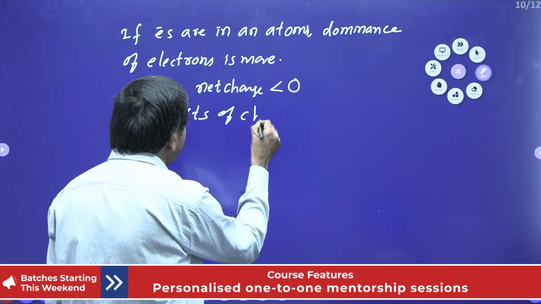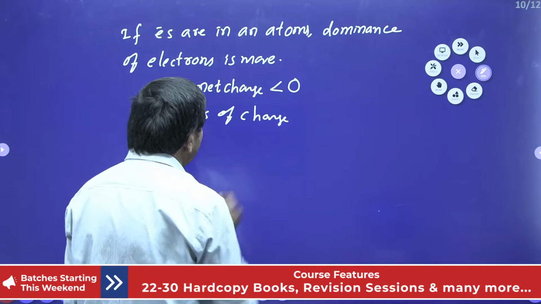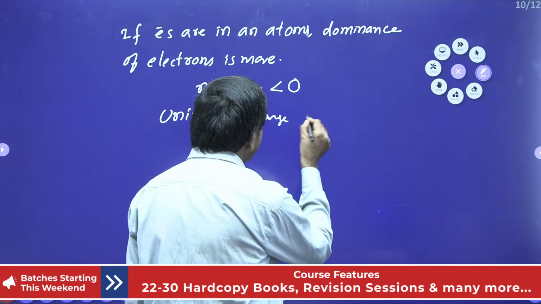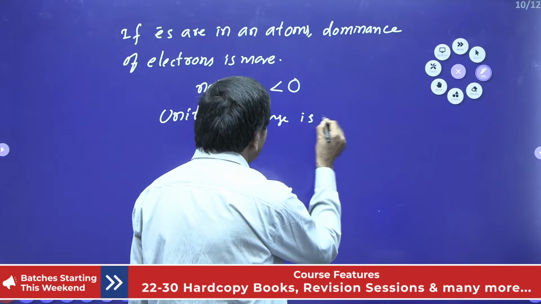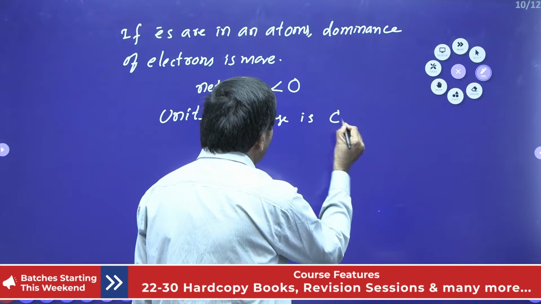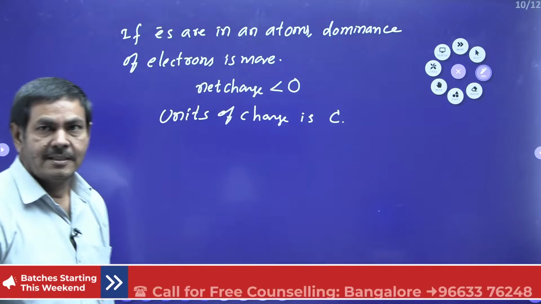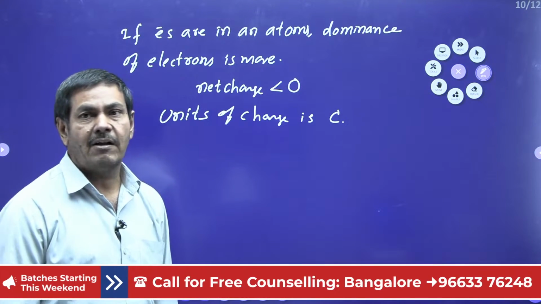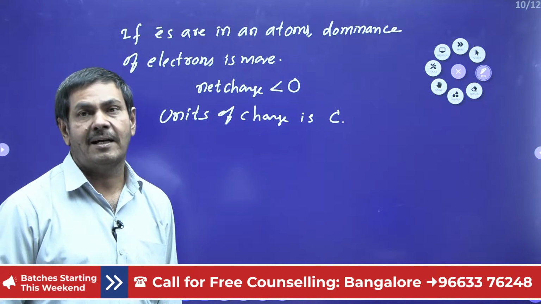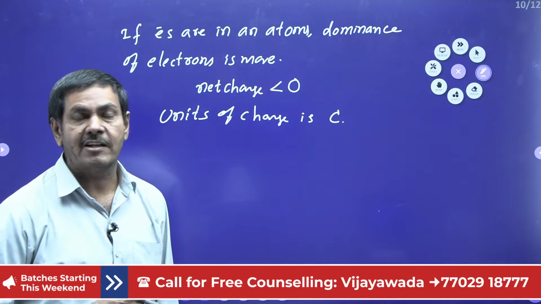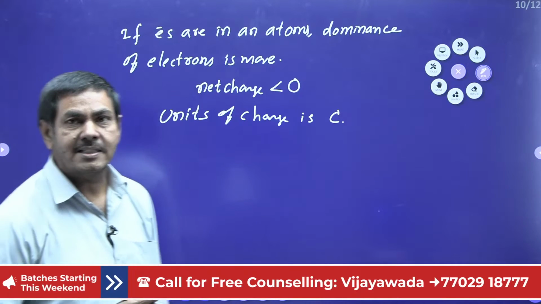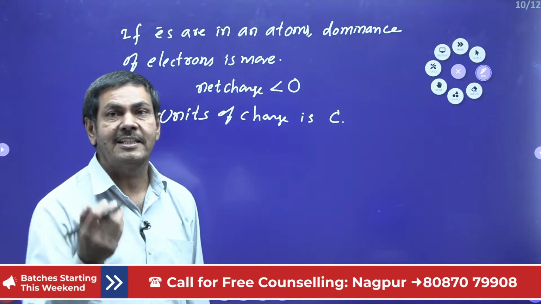Units of charge is to be taken as what now? Coulombs only. It is the coulomb. The charge of an electron or the charge of a proton in magnitude, how much is it? 1.602 × 10^-19 coulombs only, we can say.